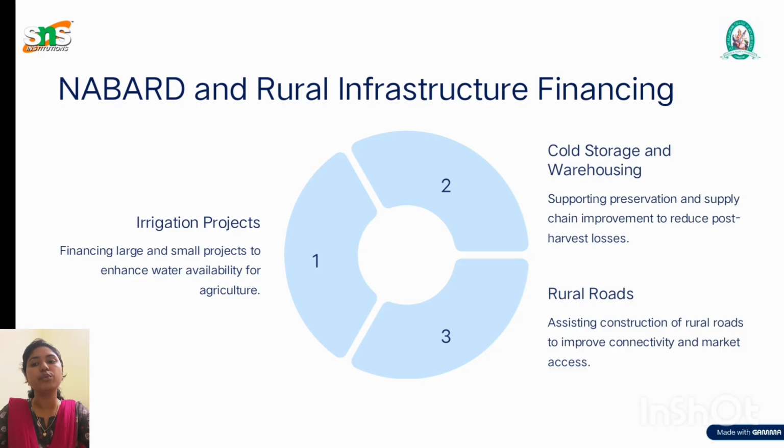The next thing is rural roads. What is in rural roads? It means assisting construction of rural roads to improve connectivity and market access. So rural roads, access and construction, are also a major way. These are the three ways.